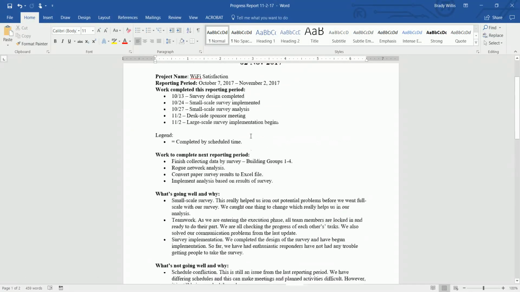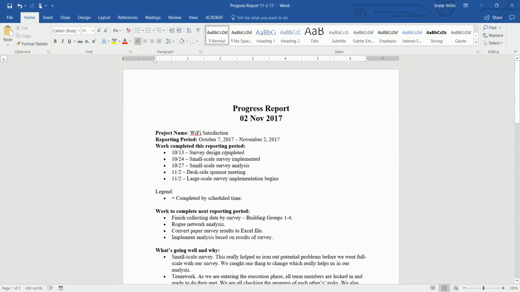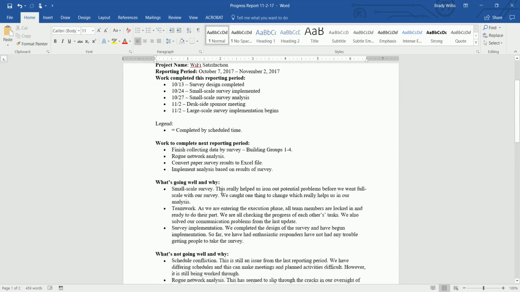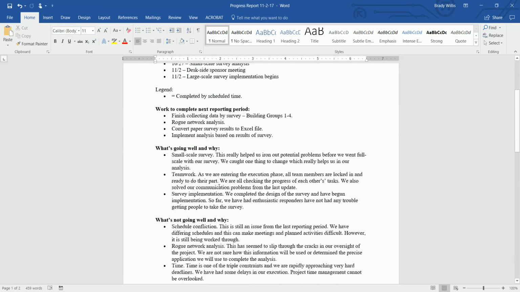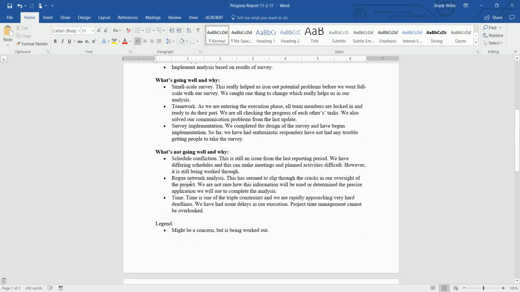Here's our progress report real quick. Work completed: we completed the final survey, implemented the small scale survey, we analyzed it, we had a meeting, and then today we began implementing our large scale survey. Some things that are going good here: the small scale survey, teamwork, we're working really well together, and then of course the survey implementation, we haven't had any trouble out of that so far.